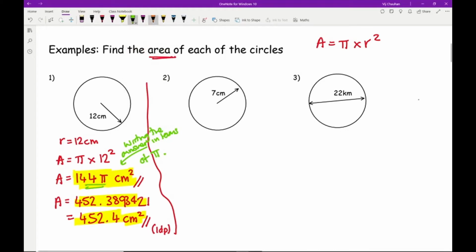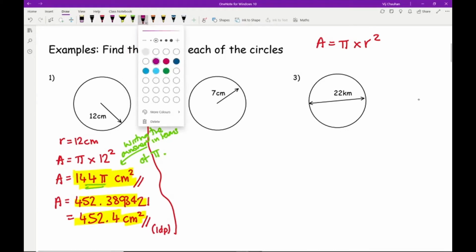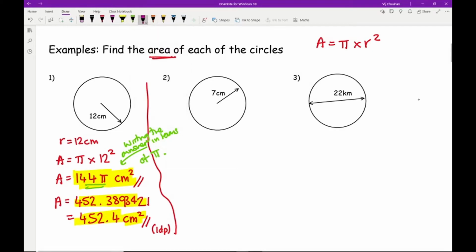So with number 2, and actually let's use different colours because I know green doesn't come up too much on the screens. So with number 2, again we've been given the radius, which is not 4 centimetres, it's 7 centimetres. And again, working out the area equals pi times the radius squared. Now 7 squared is 49, so it's going to be 49 pi centimetre squared, and then what I then want to do is work that out.